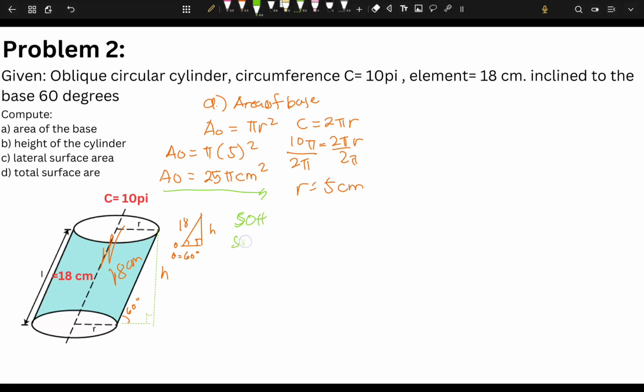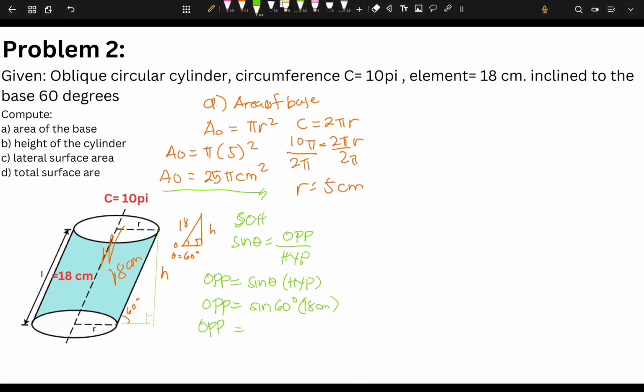So, that is sine theta is equal to opposite over hypotenuse, where the opposite is the height. So, opposite is equal to sine theta times the hypotenuse. So, our opposite will be equal to sine theta. What is our sine theta? That is sine 60 degrees multiplied by 18 centimeters. So, our opposite, which is the height.